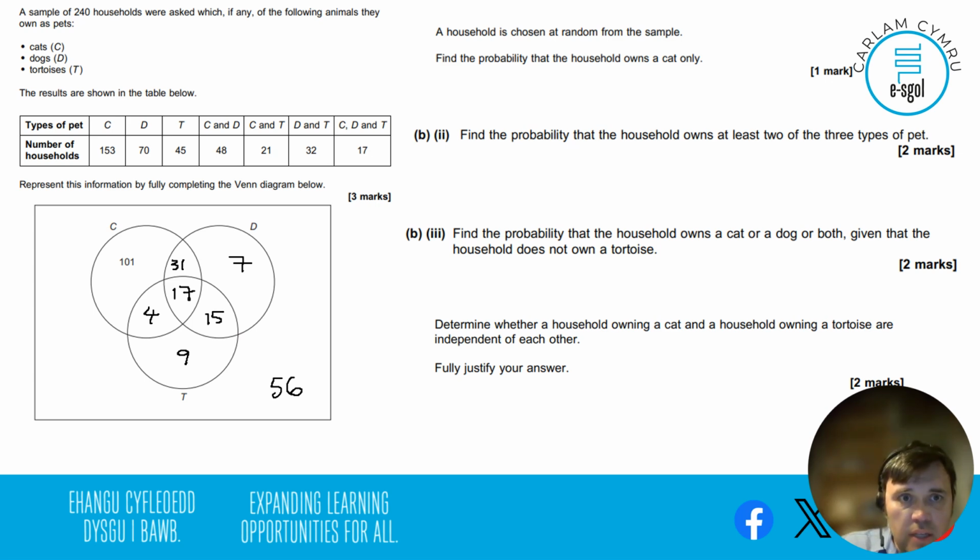Now, as I say, you can either use the Venn diagram, or there are other ways in which you can work these out. I will just use the values from the Venn diagram, because we've just gone to that trouble, and that's the way they want you to answer it. A household is chosen at random from the sample. Find the probability the household owns a cat only. Well, there are 240 households, so the probability of cat, actually let me put cat only so it doesn't mislead.